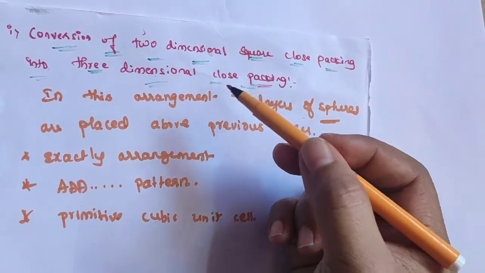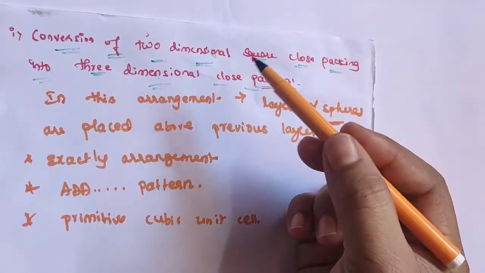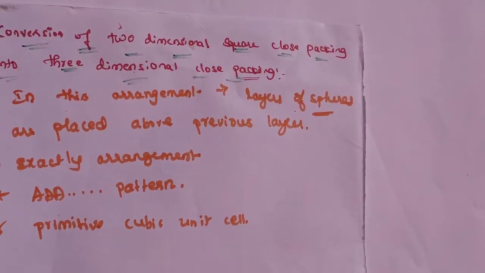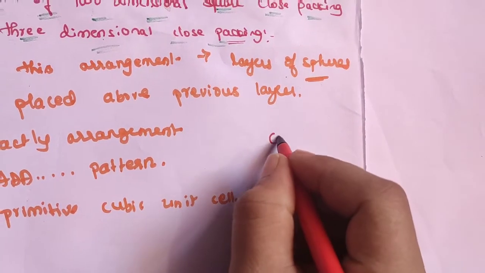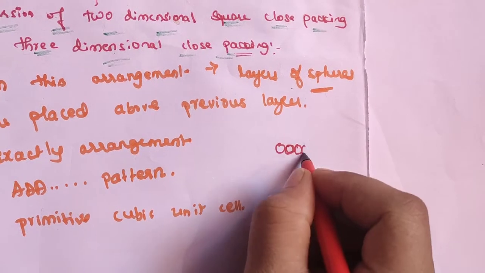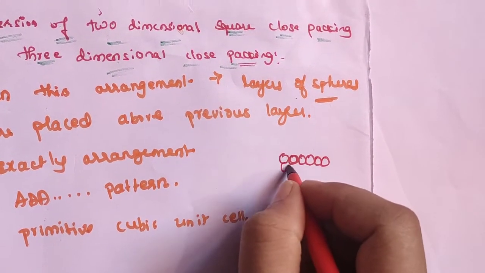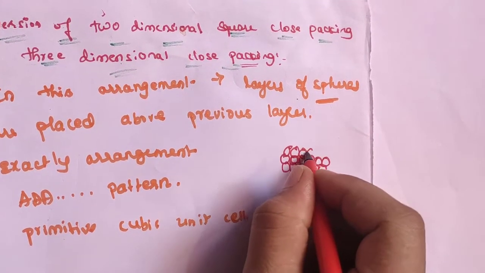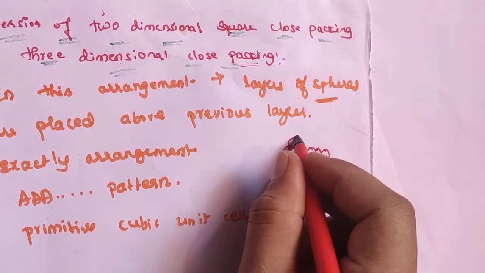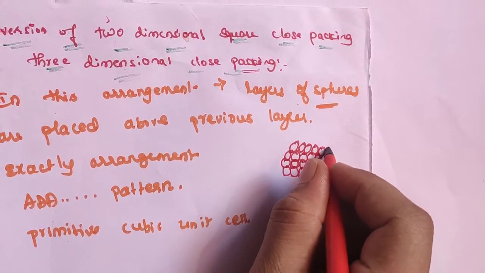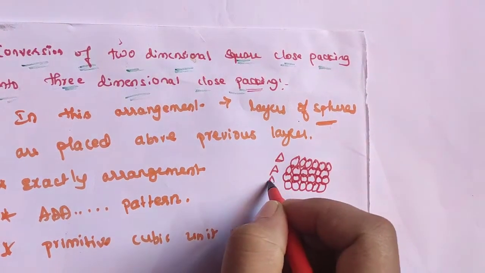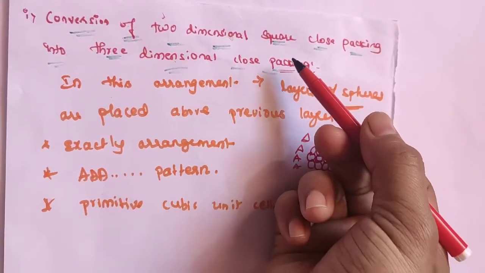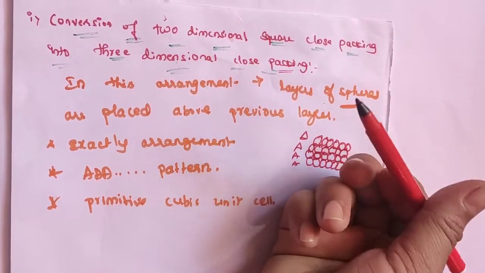We have already discussed in a previous video two-dimensional square close packing, in which the layers are arranged exactly one row over another row. Like this square close packing, similarly here they are arranged in a three-dimensional way. This type of arrangement is usually represented as AA type of arrangement. So this is the first one, conversion of two-dimensional square close packing into three-dimensional close packing.